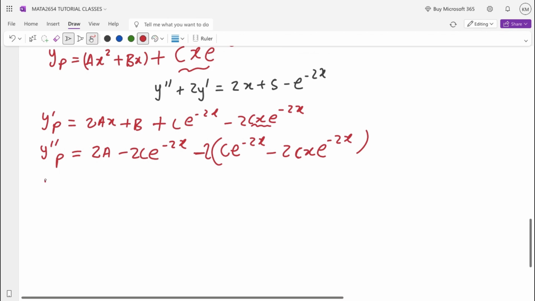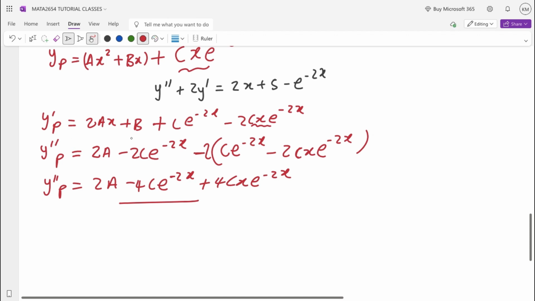Then we're going to get that y double prime of p is basically 2a minus 4c e to the minus 2x, right? I've distributed the negative 2 in there, and I see this one and that one are like terms, so I added them up. That is how I got this. Then here I'm going to get plus 4cx e to the minus 2x, just like that. So the second derivative is this one, the first derivative is that, and so forth.